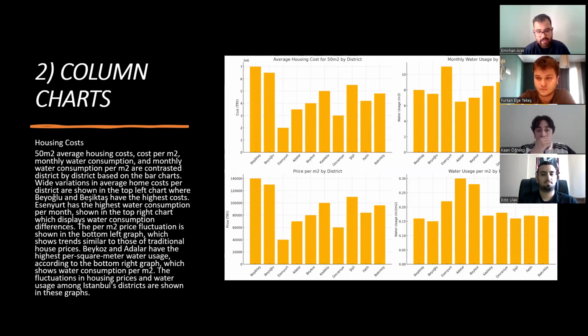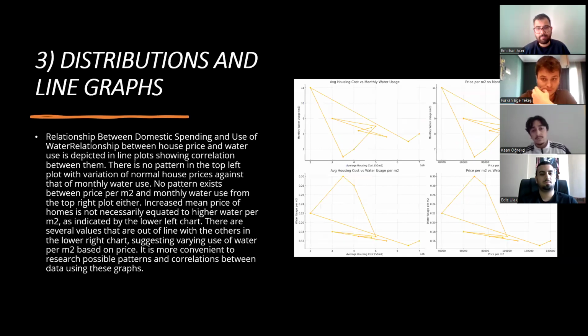Two is column charts. These bar charts highlight significant differences in housing costs and water usage across Istanbul's districts. While Beyoğlu and Beşiktaş lead in housing price, Esenyurt shows the highest total water use, and districts like Beykoz and Adalar have the highest water consumption per square meter.